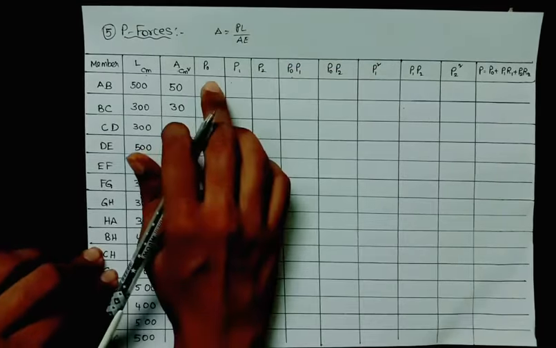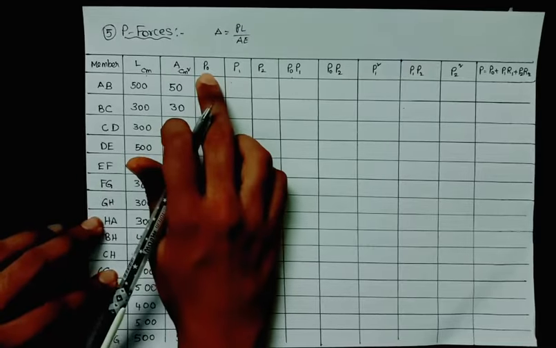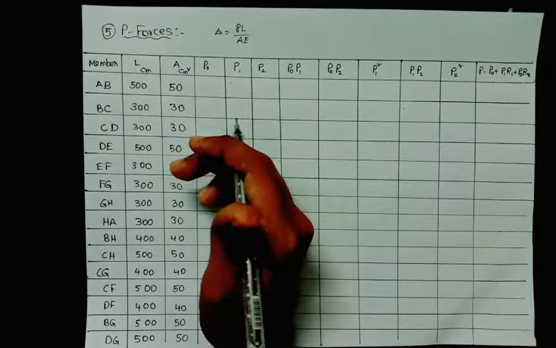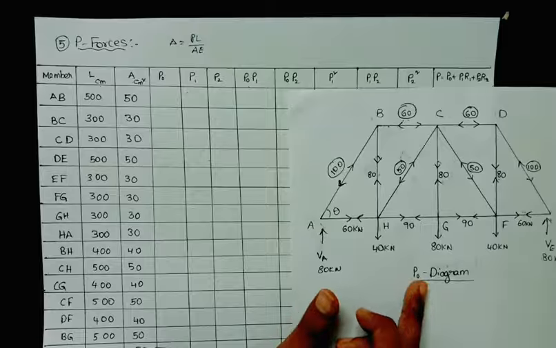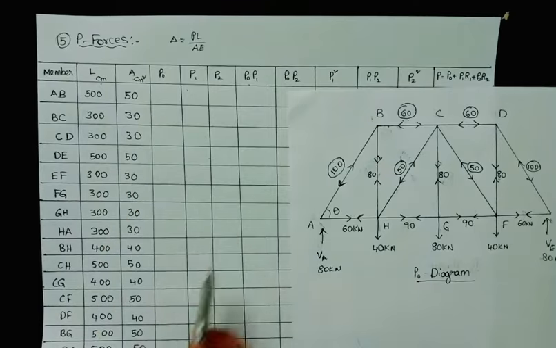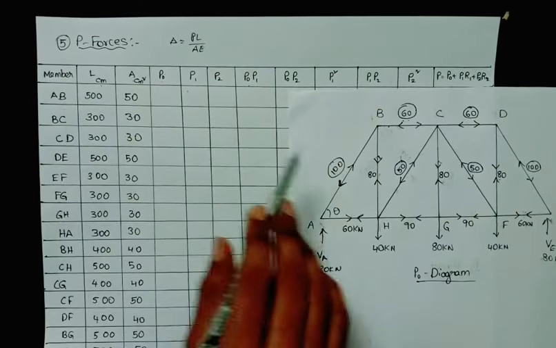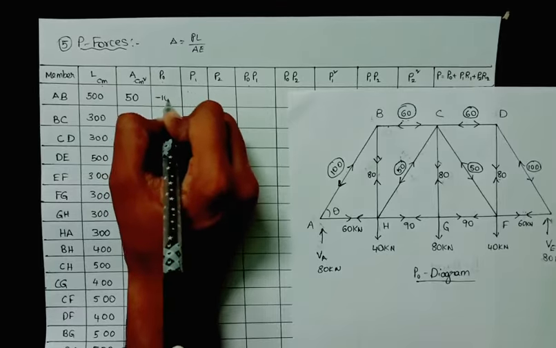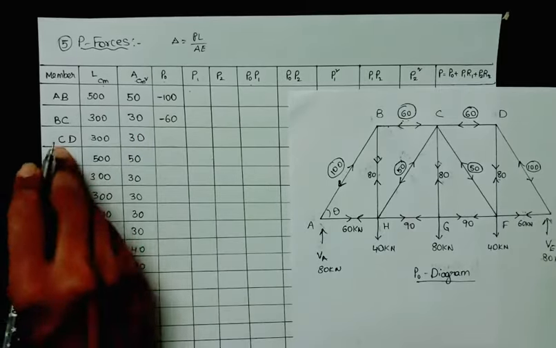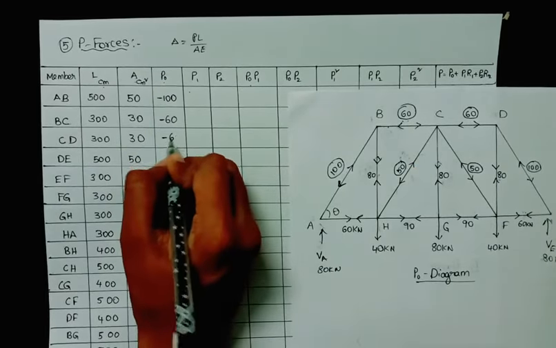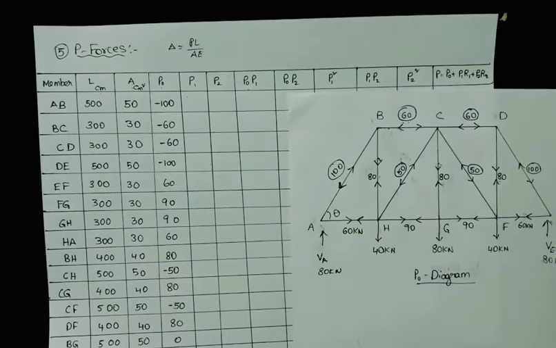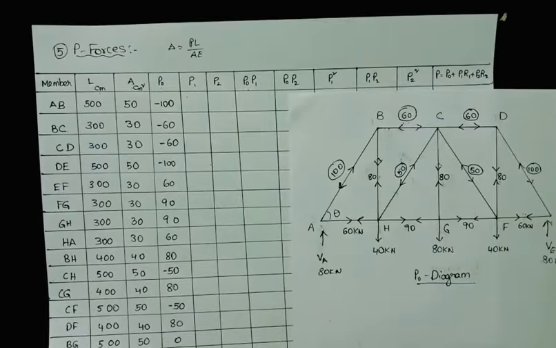Now we have to fill the P0 values of member AB, the P0 force in member AB. We have to take the P0 diagram, and from the P0 diagram we have to fill these values. Here is the P0 diagram. Now from this P0 diagram, place the values in this column. For example, P0 value for the member AB is minus 100. It is in compression, so it is minus. Similarly, P0 value for BC member is minus 60. P0 value for CD member is again minus 60. Similarly place all the values from this diagram for the respective members. As you can see, I have written all the values.